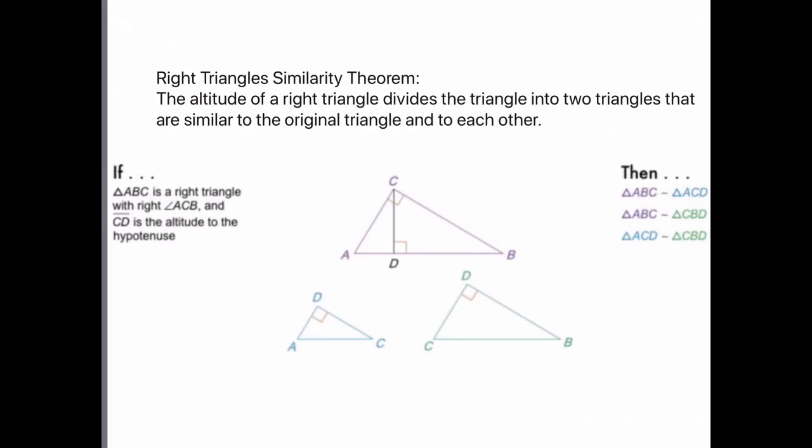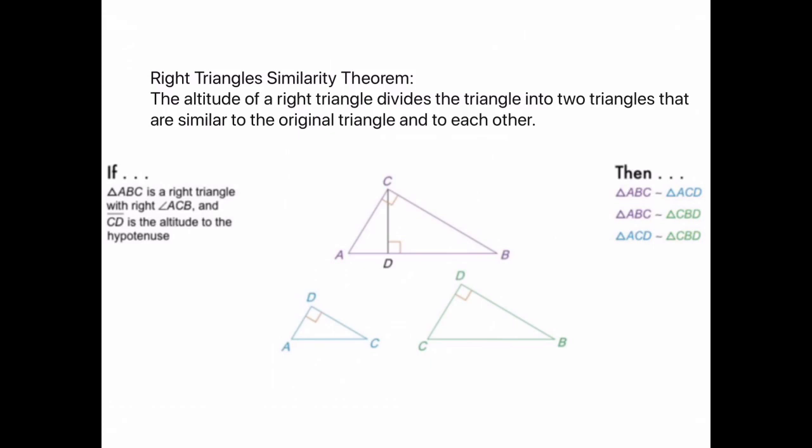All right, now let's cover our theorems. Our first one here is Theorem 7-3. It's the right triangle similarity theorem. And what it says is that if you have a right triangle and you create an altitude of that right triangle, it divides that triangle into two smaller triangles that are similar to the original and to each other. So let me show you what I mean here.